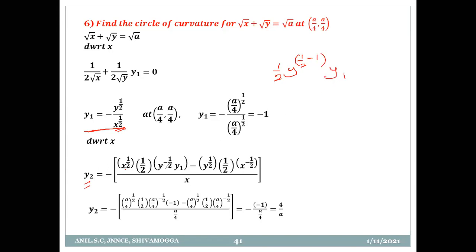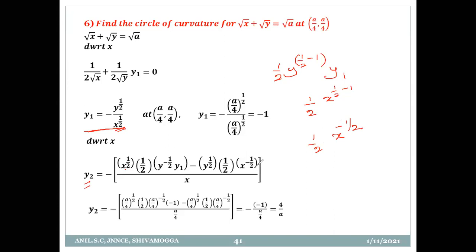Half into y power 1 by 2 minus 1, which is minus 1 by 2, into y1, minus numerator into derivative of denominator. Derivative of x power 1 by 2 is 1 by 2 into x power 1 by 2 minus 1, that is 1 by 2 into x power minus 1 by 2.